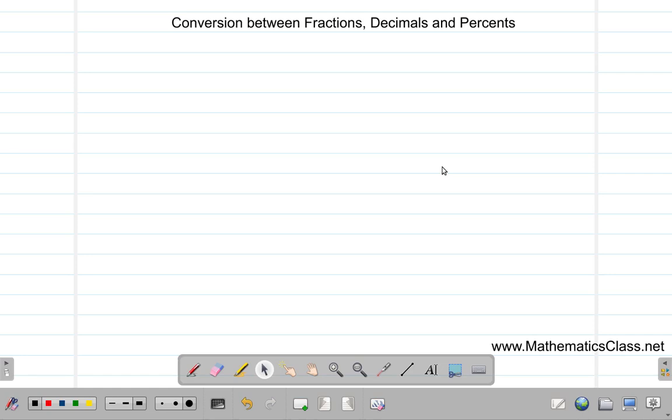Conversion between fraction, decimal, and percentage, and percent in the Jamaican language. Alright, so, well, in the Jamaican Patois, although the way them spell it, Patois, that sound like Patois. Anyway, now, fraction, decimal, and percent.